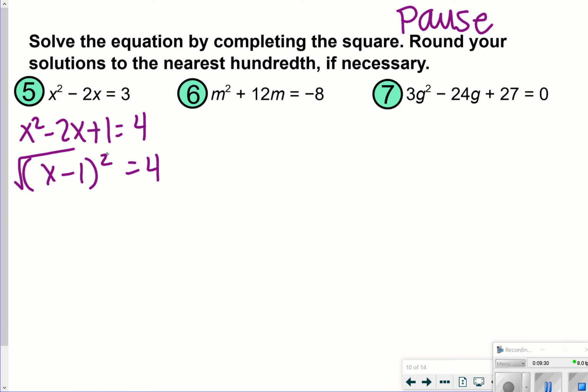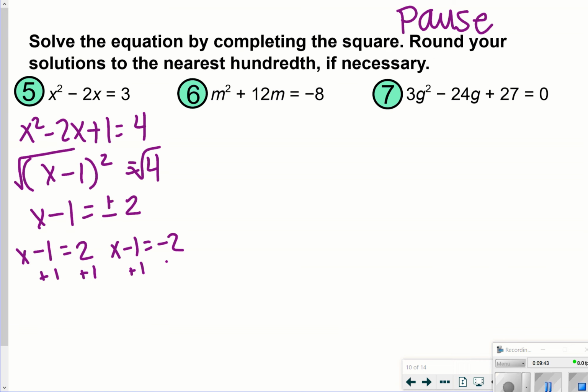And then I found the square root of both. So x minus 1 is equal to positive and negative 2. So then we set x minus 1 is equal to 2, x minus 1 is equal to negative 2. And then I'm just going to solve both sides here. X is equal to 3, and x is equal to negative 1.